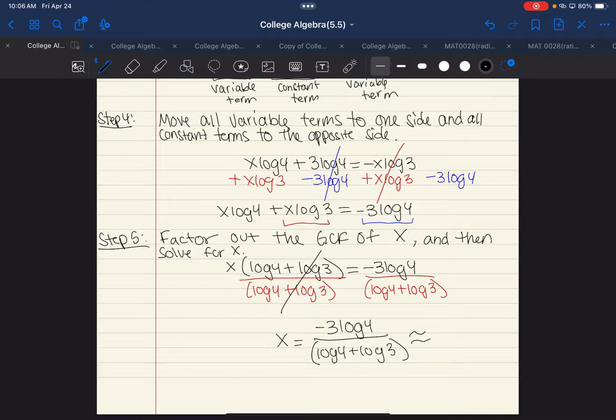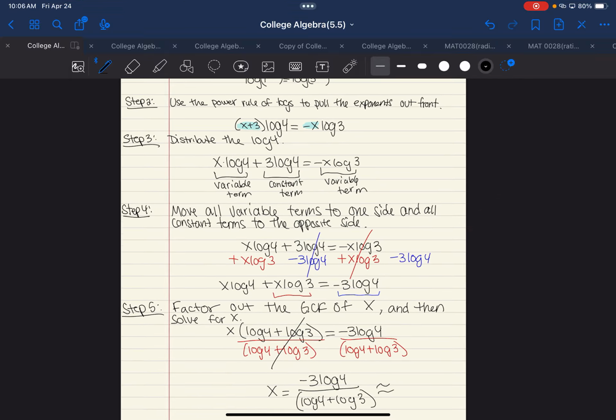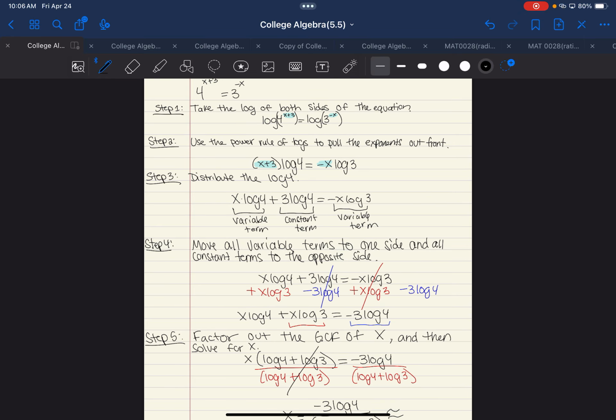And so let's type this in. Any questions about all that? It's a lot. It just looks more complicated because there's logs in there. But if you just remember that the log of a number is just a number, then you treat them like constants after you use the power rule.